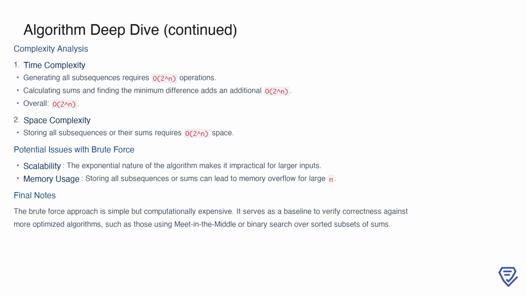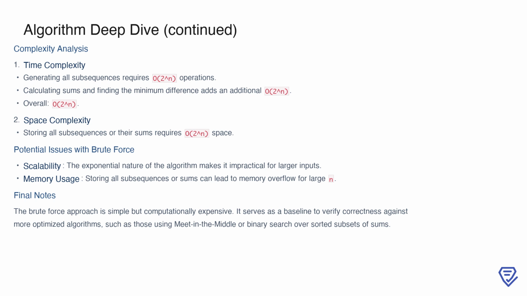Calculating the sums of these subsequences and finding the minimum absolute difference each add another O(2^n), resulting in an overall time complexity of O(2^n). Similarly, the space complexity is also O(2^n), since we need to store the sums of all subsequences. These exponential complexities highlight the main limitations of the brute force method. It struggles to scale for larger input sizes, both in terms of computation time and memory usage.